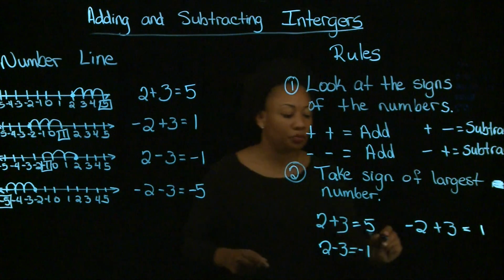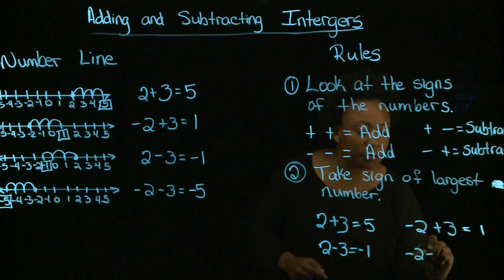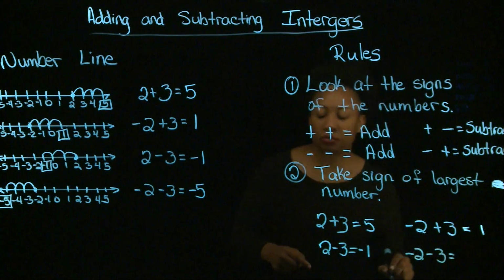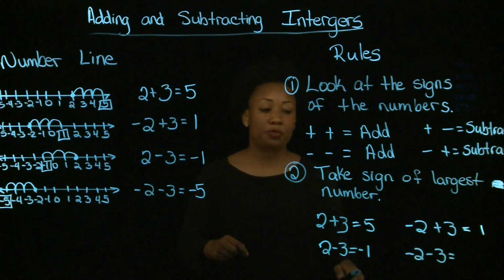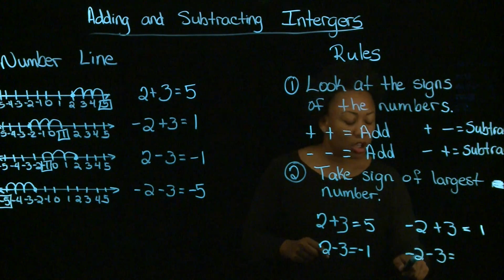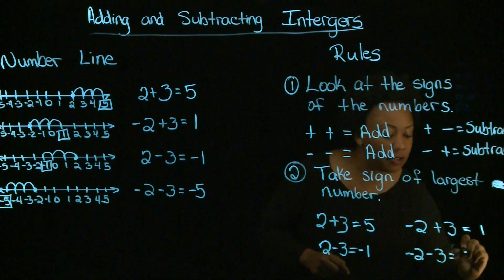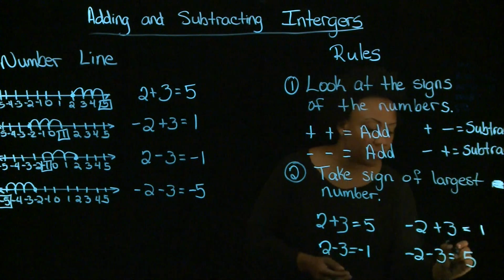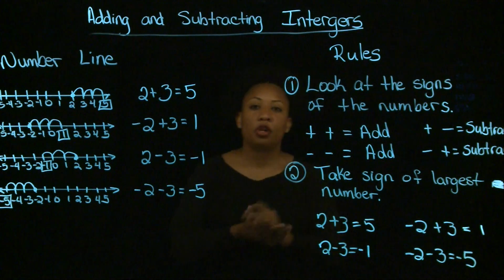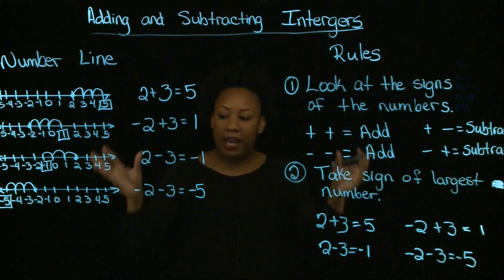The last problem, we have negative 2 minus 3. Looking at the signs, we have two negatives, so that means we're going to add. So 2 plus 3 is 5. And we take the sign of the larger number. They're both negative, so it's going to be negative. So that is a way that you can add integers.